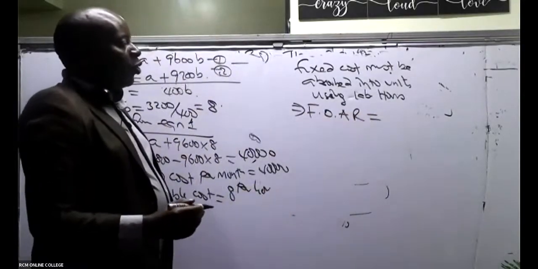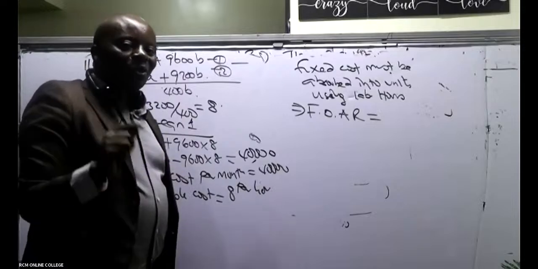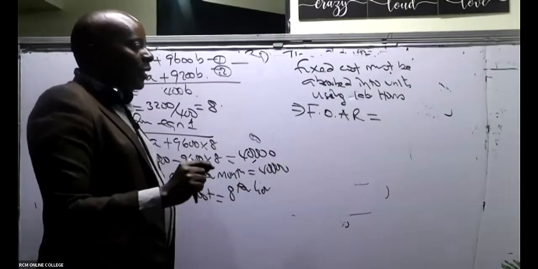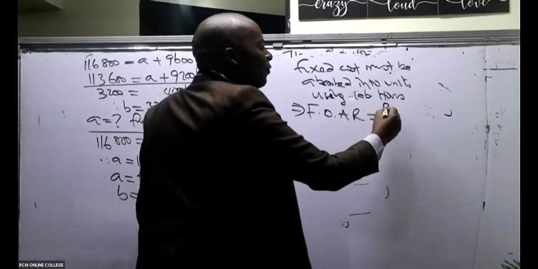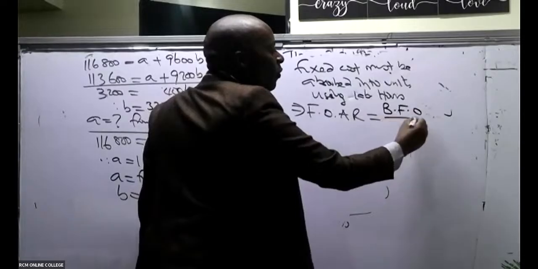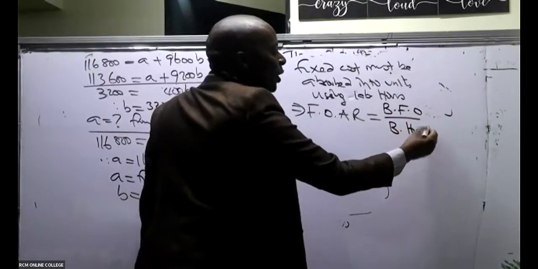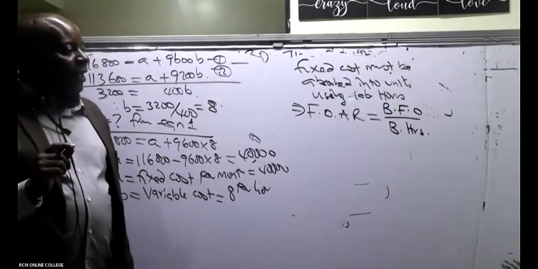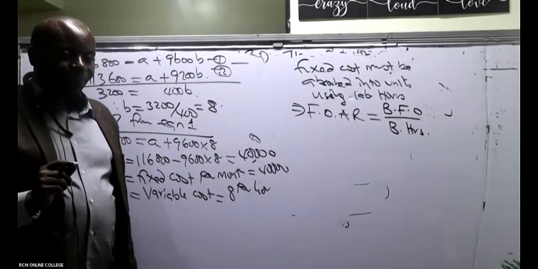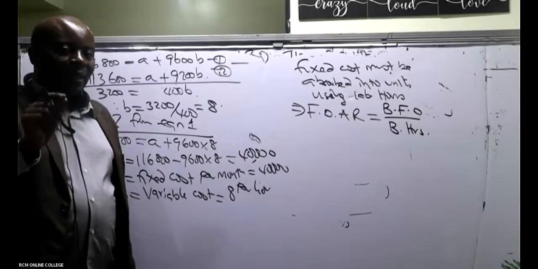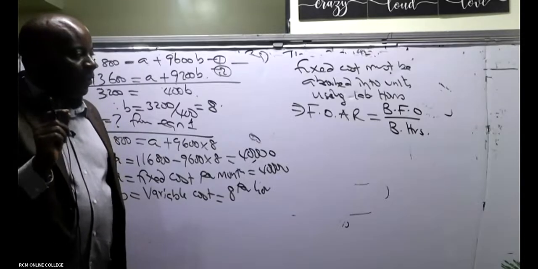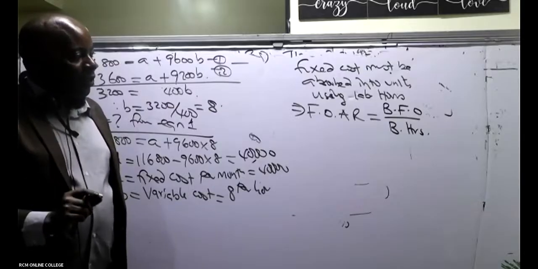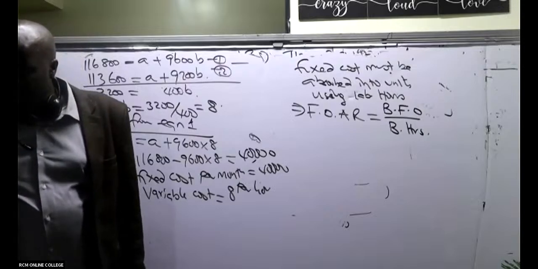We call it the fixed overheads absorption rate, which will be the same as budgeted fixed overheads over budgeted hours. Budgeted is the same as expected. So then come here and read this very well.